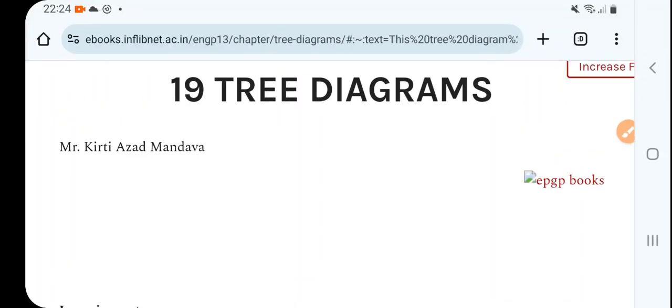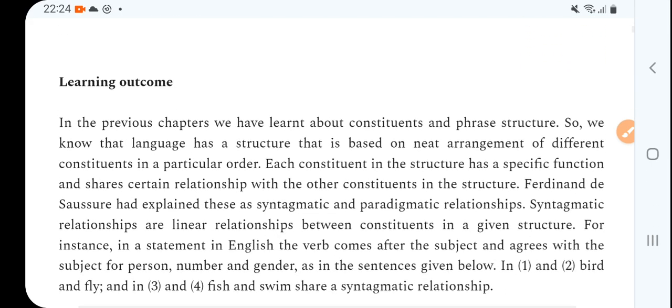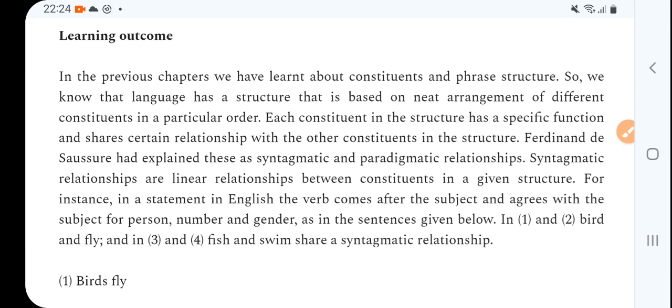Hello students, here I'm making one video on tree diagrams. This paper is written by Kirti Azad Mandava, and first I would like to thank him because it's a very good paper. So I would like to share it with you and try to explain it. However, the link and the diagram are not opening, but we will still learn something. That's why I'm making a video on it.